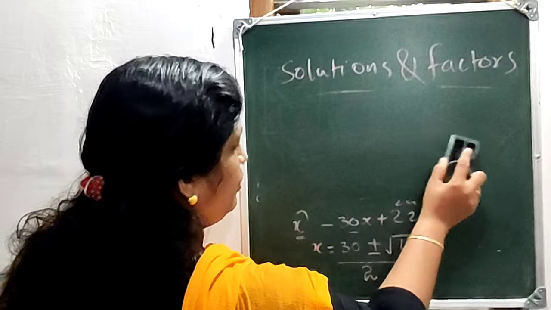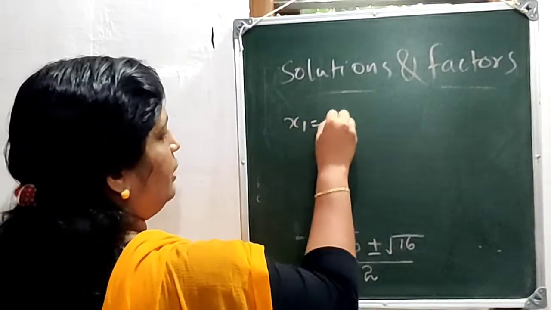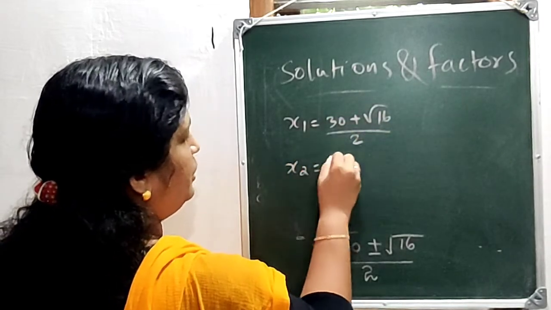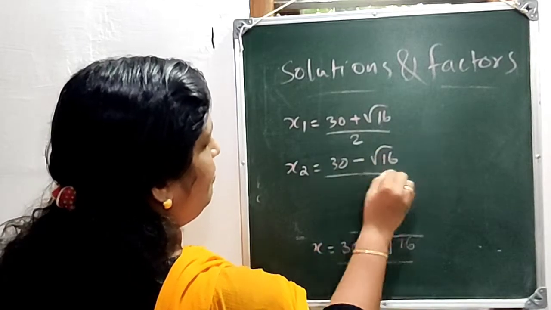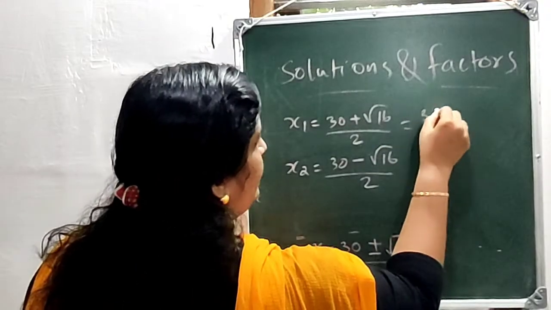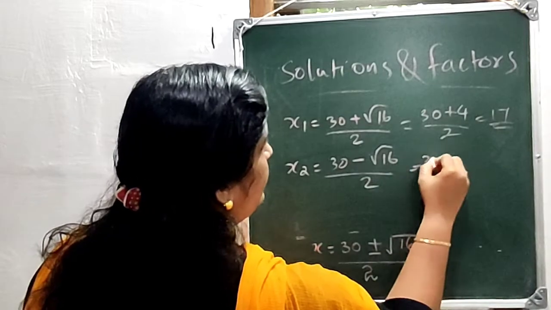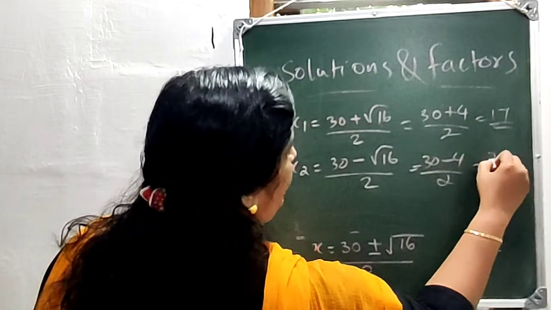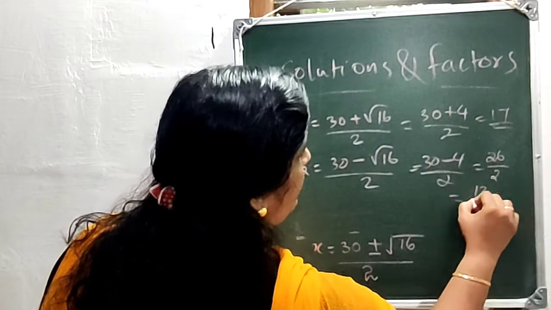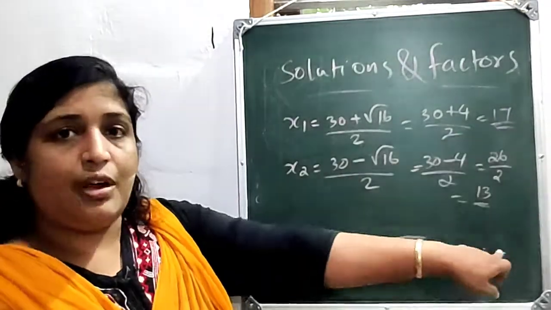We can take the first as x1. x1 is equal to 30 plus root 16 by 2, and the second one, x2, is 30 minus root 16 by 2. Root 16 is equal to 4. So 30 plus 4 by 2 is 17, and 30 minus 4 by 2 is 26 by 2, which is 13. So 13 and 17 are the solutions of this equation.